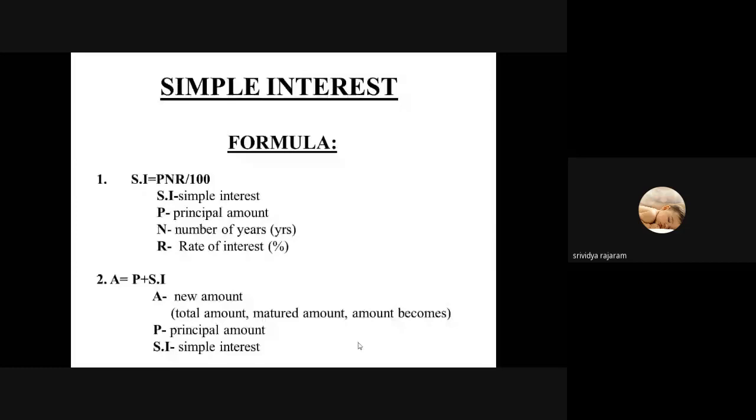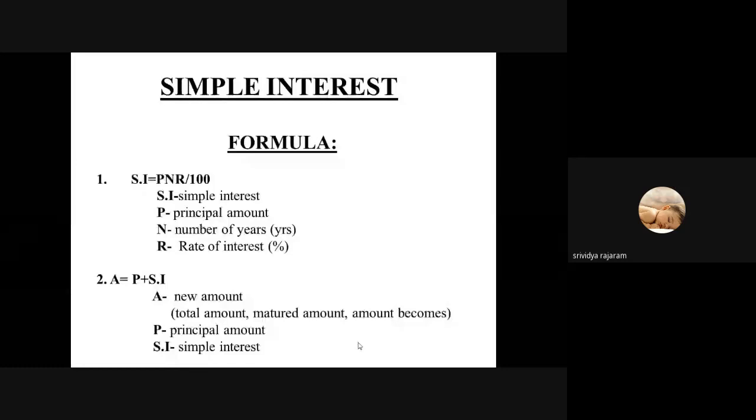And the second formula is A is equal to P plus SI. P, as you know, is the principal amount, and SI is nothing but the simple interest. So then what is A? A is obviously the new amount, right? So initially what we are depositing plus the interest amount totally will give us the new amount. To calculate how much new amount we are getting back, the formula used is A is equal to P plus SI. These two formulas, please make a note of it, are important to solve a problem based on simple interest.